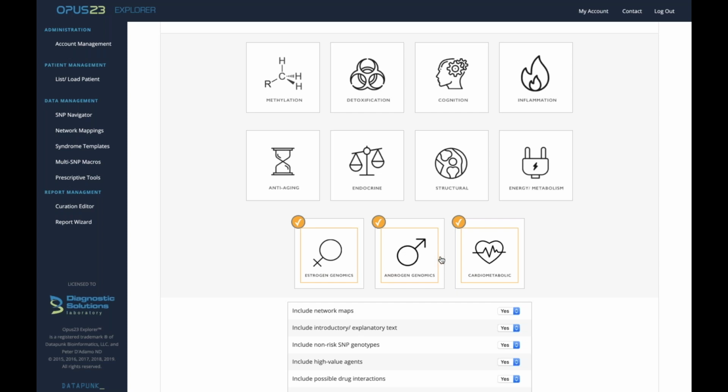Certainly it can be used for women as well, but you'll see that this will include more prostate stuff and it may not be applicable. So just be very careful when you choose this. I would probably just keep this off if it's a female patient.